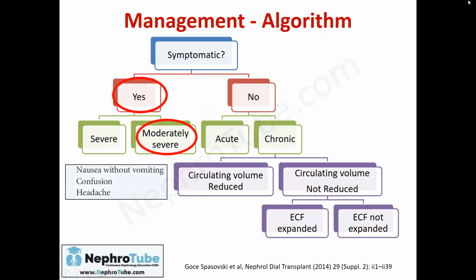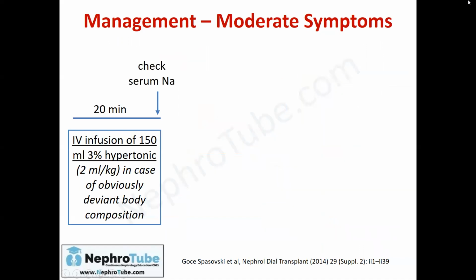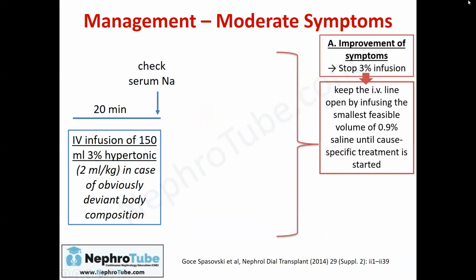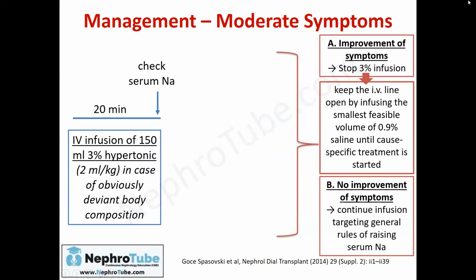What if the symptoms are moderately severe, such as nausea without vomiting, confusion, and headache? We start the same as for severe symptoms, but without repeating. Start the 3% infusion over 20 minutes, but don't repeat it again with this volume. If there is improvement of symptoms, we go as with severe symptoms, and if there is no improvement, we continue targeting the general rules of raising sodium. So the protocol for moderately severe symptoms is the same as for severe symptoms, except without the middle part of the approach.